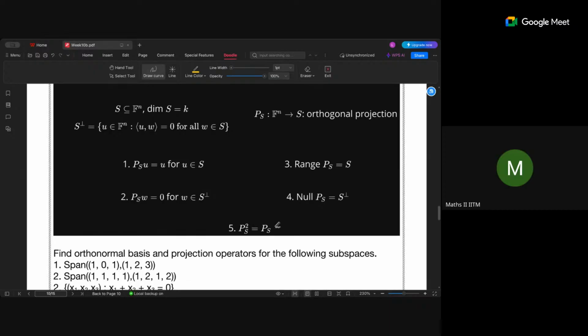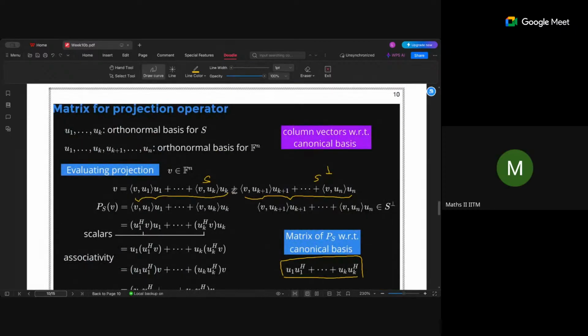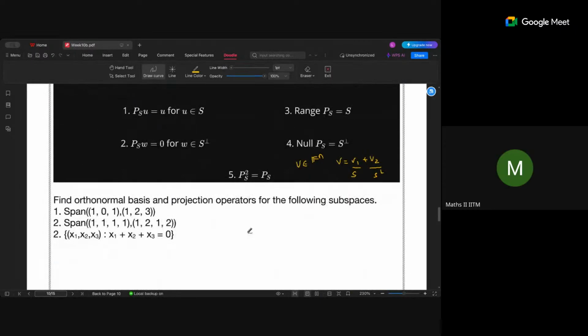What happens? You take any vector V in Fn, and what will happen? You know that V can be written some part in S and some part in S perp. So let's say this part is V1 and this part is V2. Okay, then what will happen? What is P of V? It is simply V1, right?